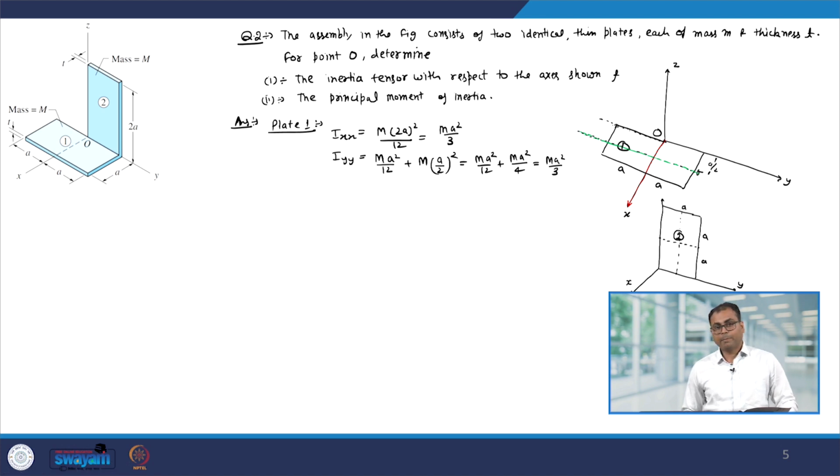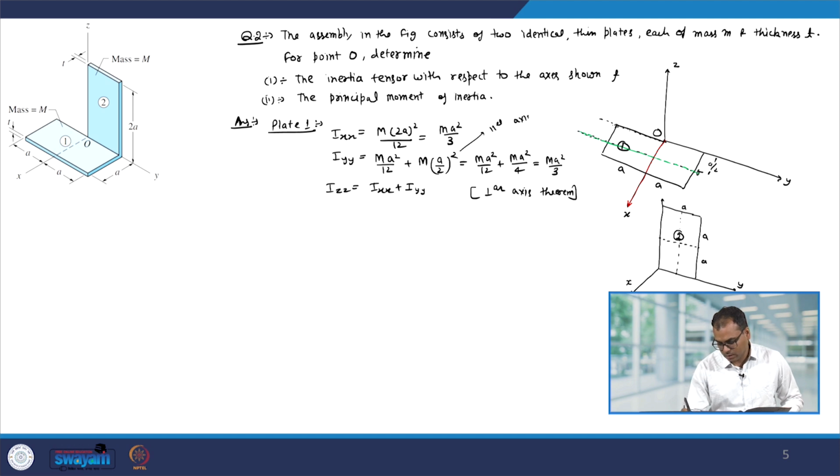Now, note that this plate is in the xy plane, therefore, we can use the perpendicular axis theorem to find the moment of inertia about the z axis, and I_zz will be equal to I_xx plus I_yy. So, herein I am using the perpendicular axis theorem because the plate is in the xy plane, and herein I have used the parallel axis theorem. So, this is equal to ma² divided by 3 plus ma² divided by 3, and that is equal to 2ma² divided by 3.